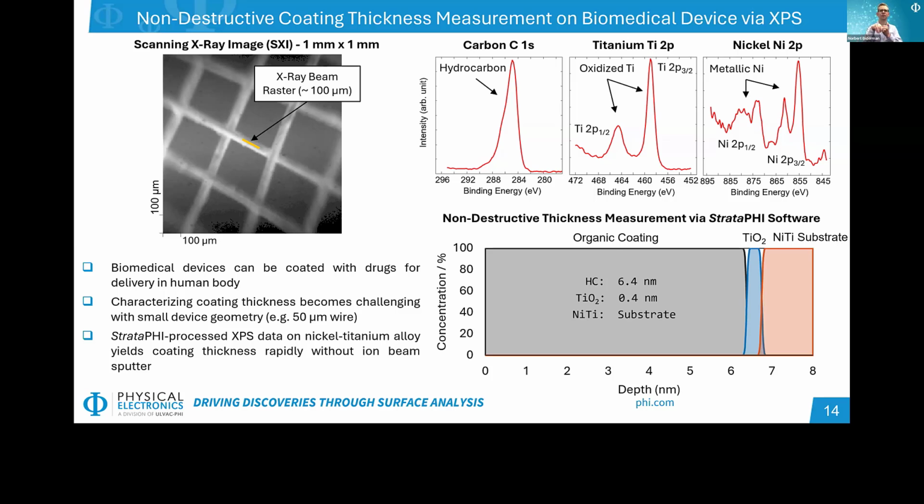First, the XPS spectra collected shows a large carbon signal, which represents an organic material in the coating. We also have a titanium spectra, which represents the surface. There's titanium oxide at the surface. And then the substrate is the alloyed nickel titanium. And here you can see in the spectra of nickel, where you see that metal, that nickel signal.